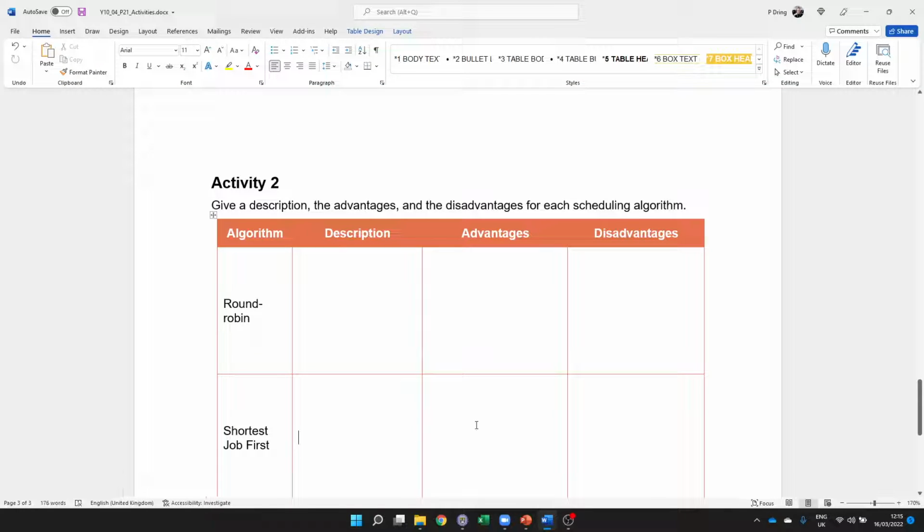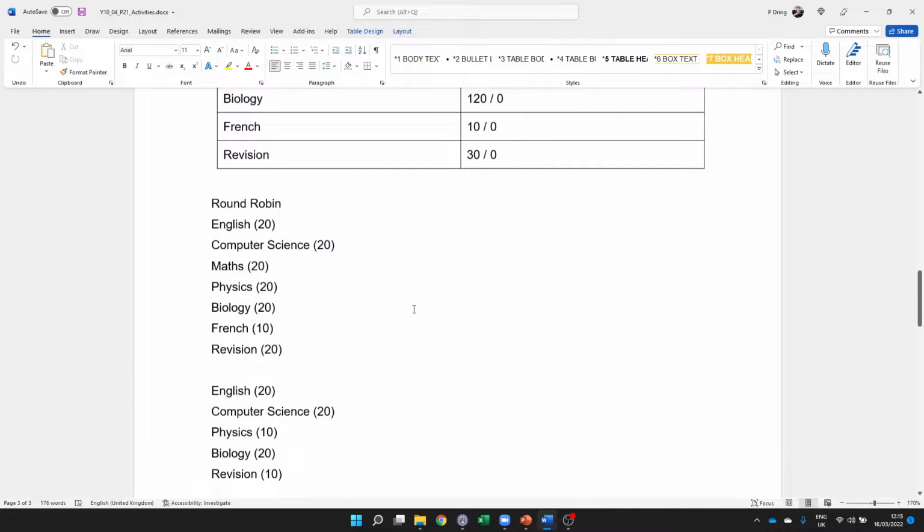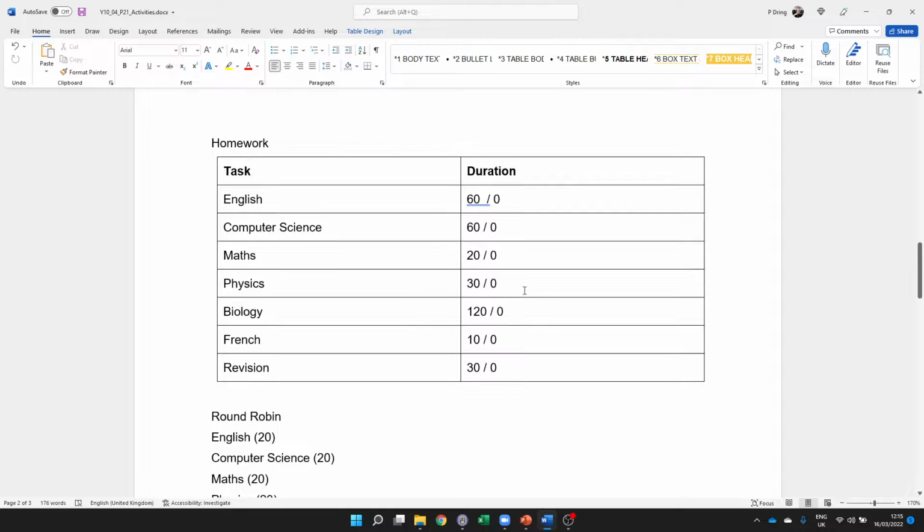Shortest job first means that you can write it out if you want. I'm not going to make you do that unless you have time at the end. We'll do that for the extension. You do your shortest job first, and then your next shortest job first, and then your next shortest job first. It's really efficient in terms of maximizing the number of jobs that you can complete.